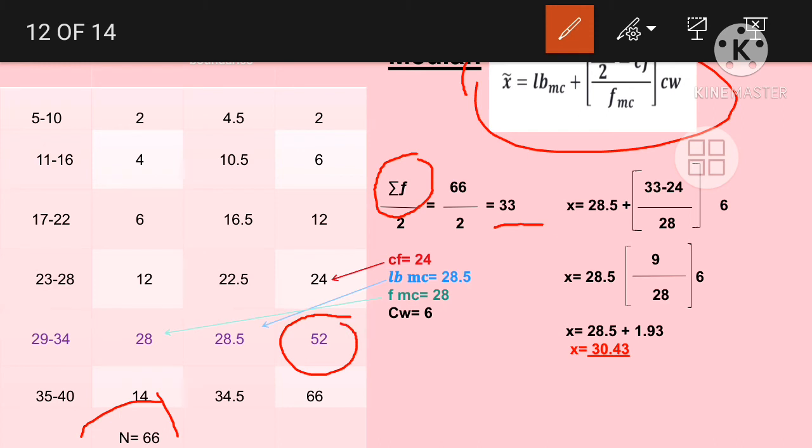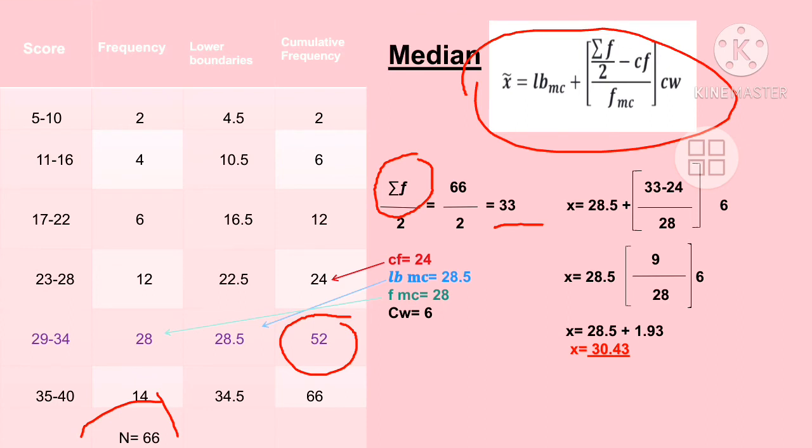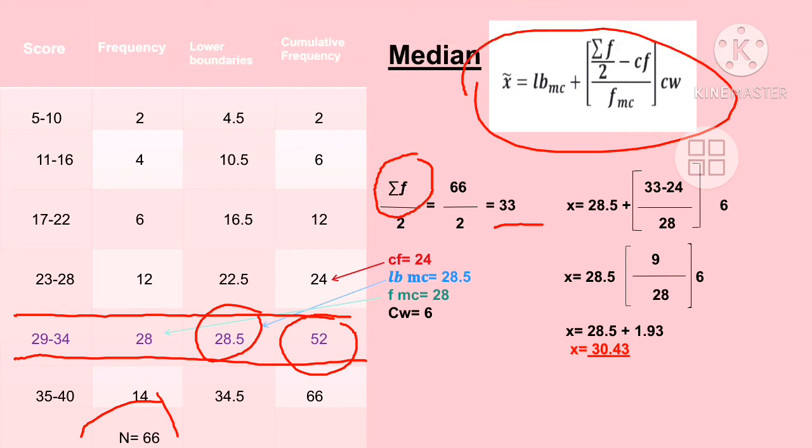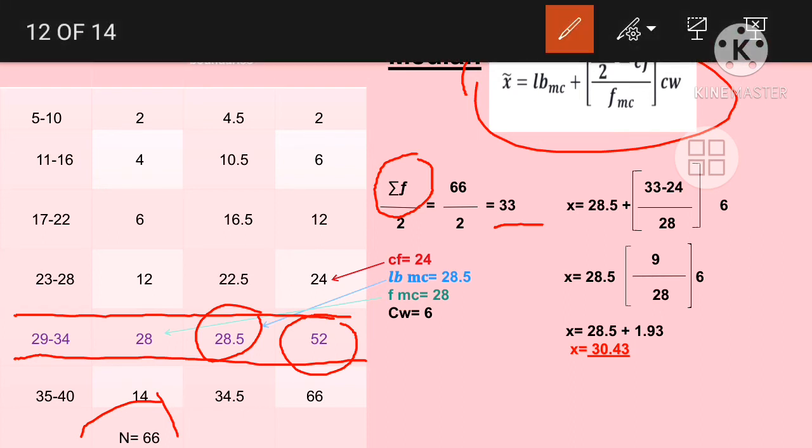Kunin muna natin yung lower boundaries sub MC. Ito. 28. This column. 28. So, the lower boundary sub MC is 28.5. The frequency sub MC is 28. So, ito na. Ito.